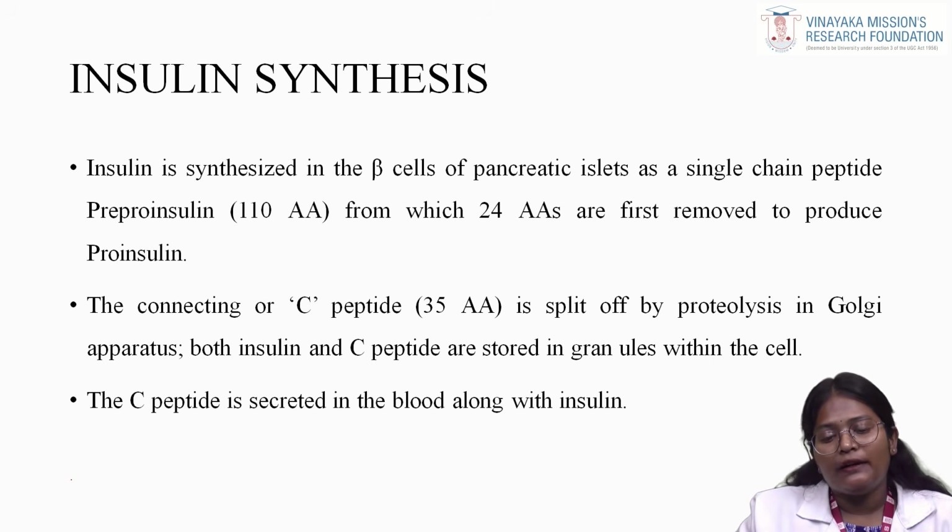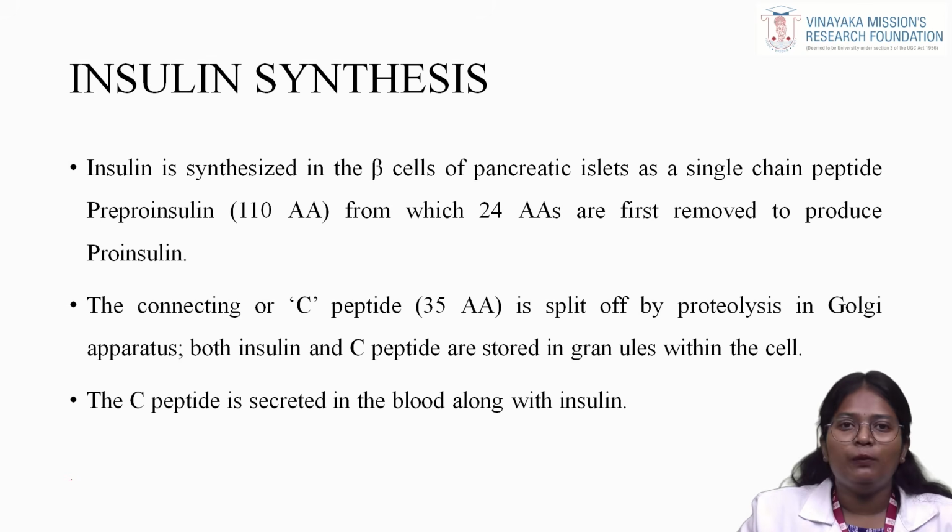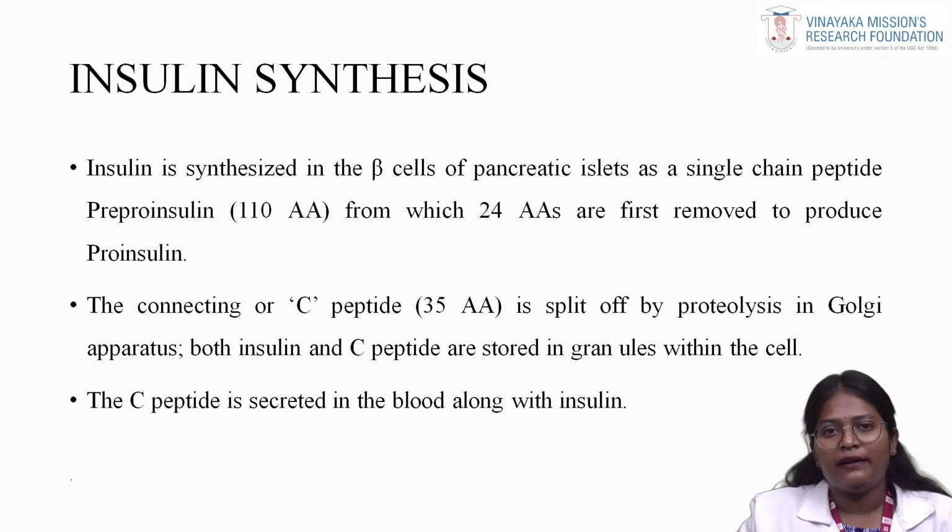In the Golgi apparatus, pre-proinsulin is converted to proinsulin, and that proinsulin, after splitting off its C chain by proteolysis, forms insulin and C peptide chains. So the process is: first the formation of pre-proinsulin, from pre-proinsulin, proinsulin is formed, and from that proinsulin, insulin is formed. Now insulin is formed. Where will it be stored? Insulin will be stored in granules, in sac-like vesicles. Inside those vesicles the insulin is stored inside the pancreatic beta cells.